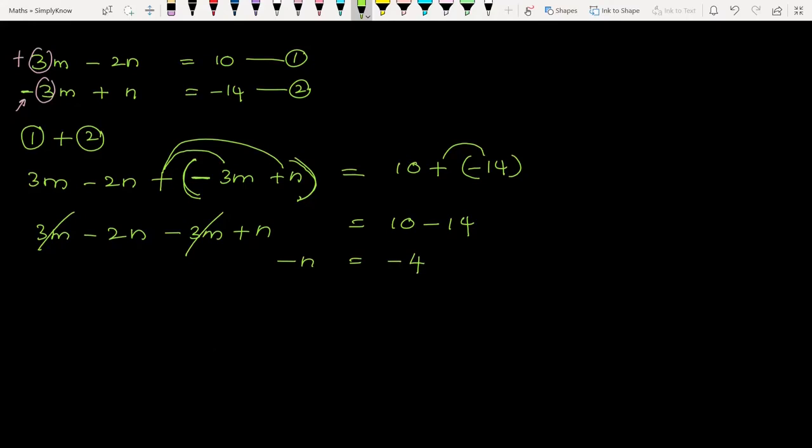So what is the value of n? Here we have negative n. Now I'm going to get rid of this negative n. So let's divide both sides by minus 1. Minus divided by minus, our answer becomes plus. And minus 4 divided by minus 1 is positive 4. So n is 4.